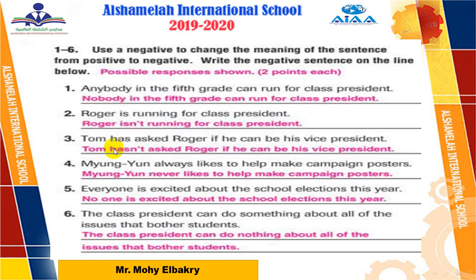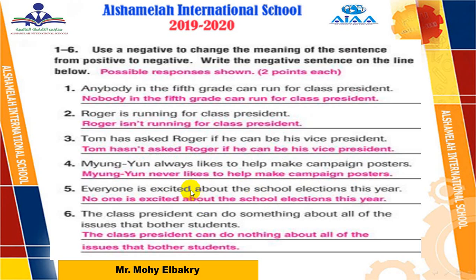Okay. Number 4, Myung always likes to help make campaign posters. If you want to change this sentence into negative, we can say instead of always, you can say never. So if you have always, you can use never instead of it. Okay. So Myung never likes to help make campaign posters.